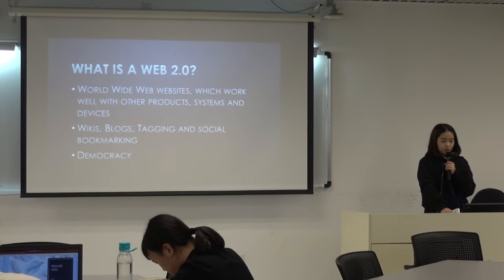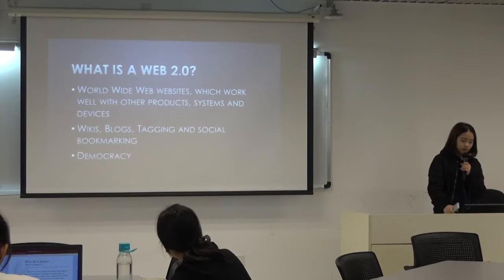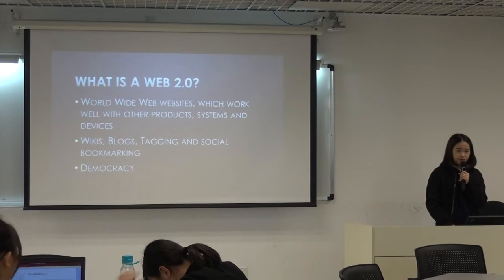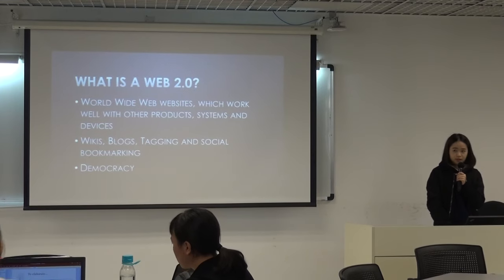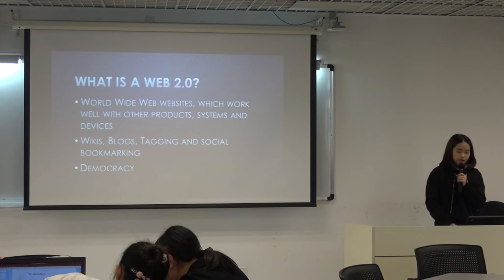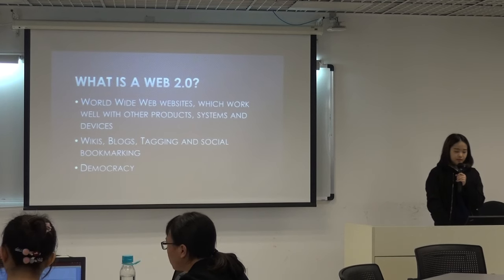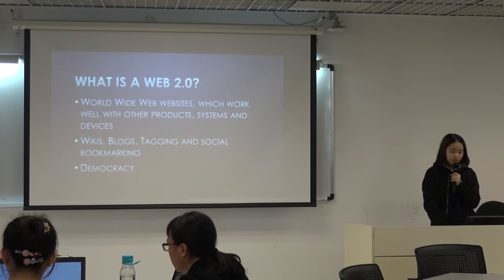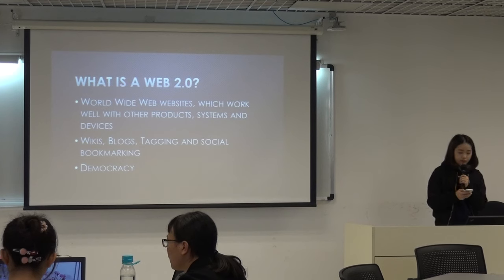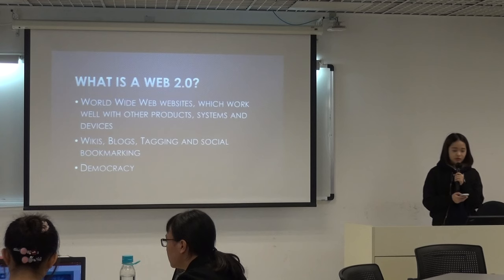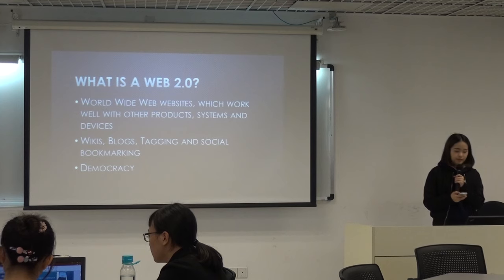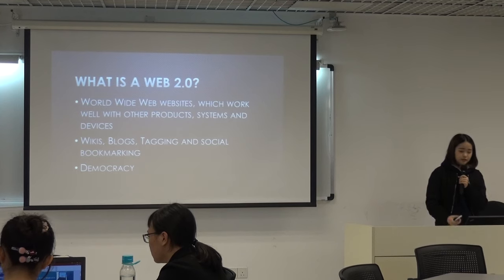Lastly, I got what is Web 2.0 from learning content number 3. Web 2.0 is a worldwide website which works well with other products, systems, and devices. There are many platforms under the structure of Web 2.0, for example, wikis, blogs, tagging, and social bookmarking. And the biggest advantage of Web 2.0 compared to Web 1.0 is having a lot more freedom in writing. This implies the importance of democracy.